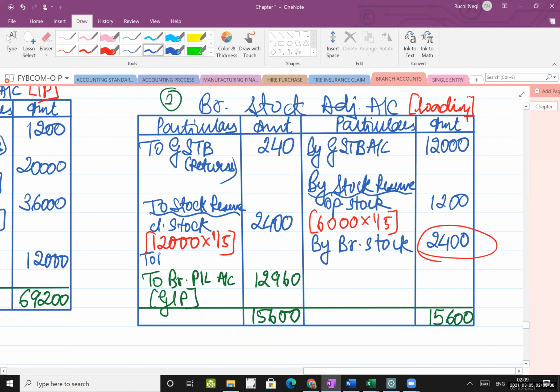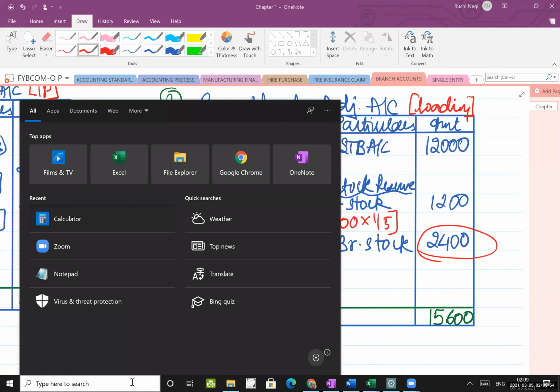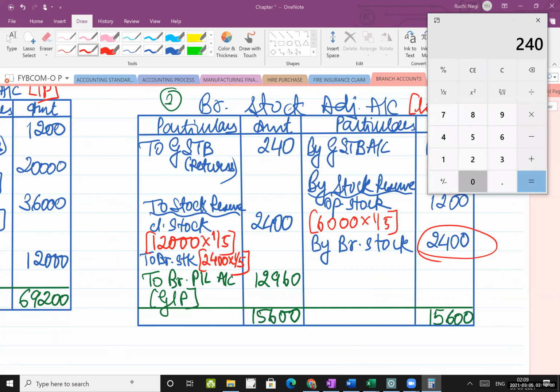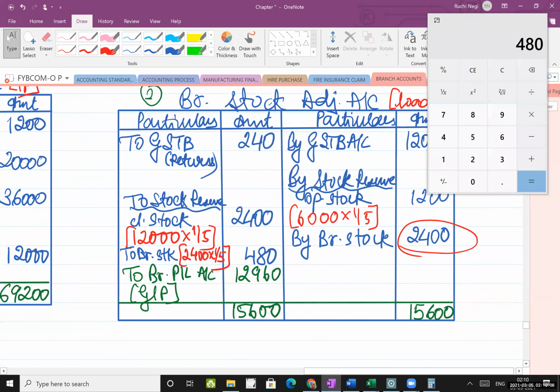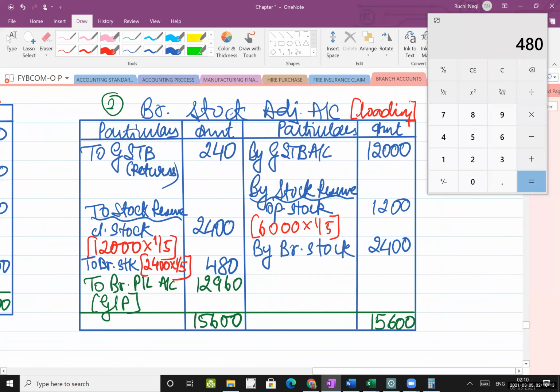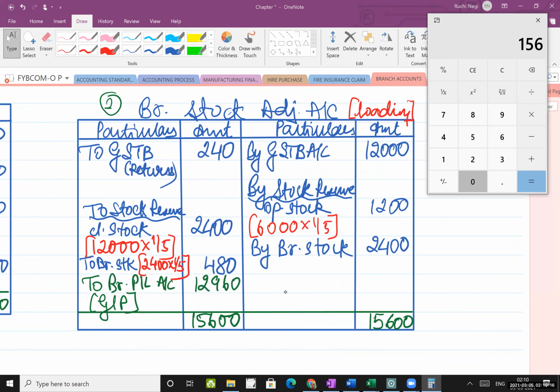to branch stock. Okay, how would you have calculated this? 2,400 into 1 divided by 5. Okay, so that makes it 2,400 divided by 5, 480. Okay, yeah, this is very important here. ये बहुत important है इस question में, very important.